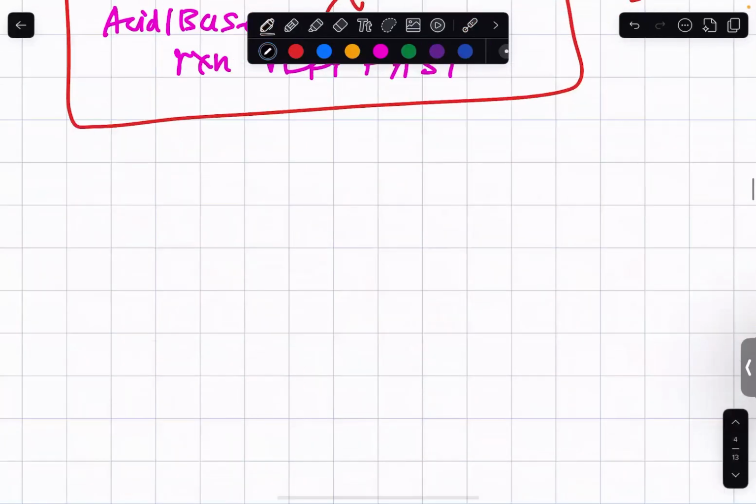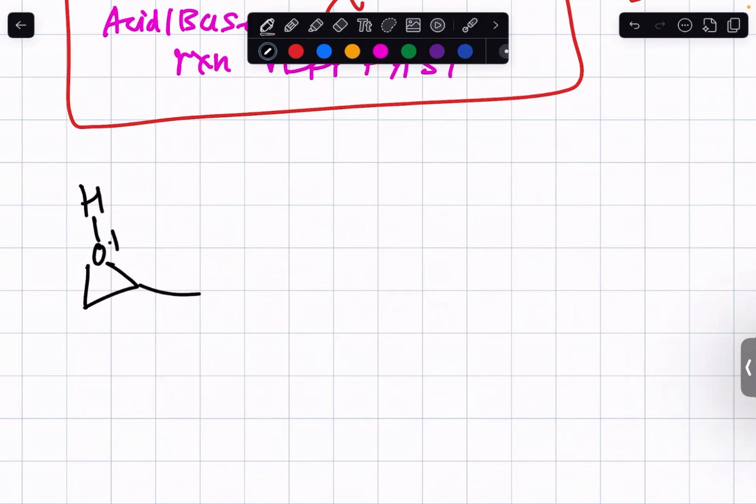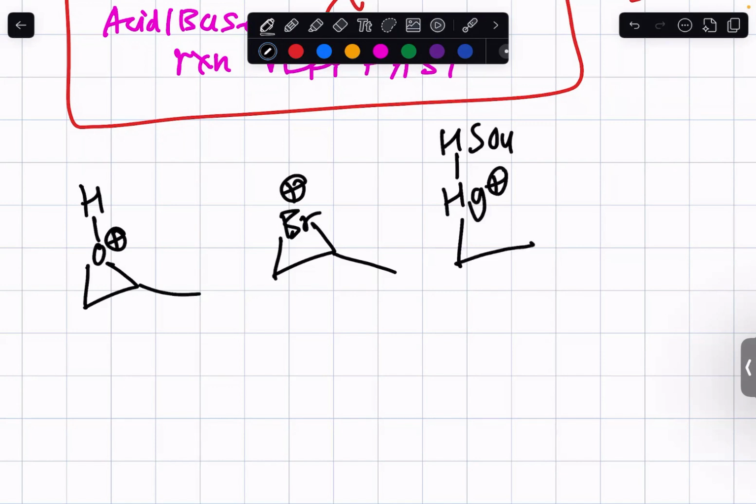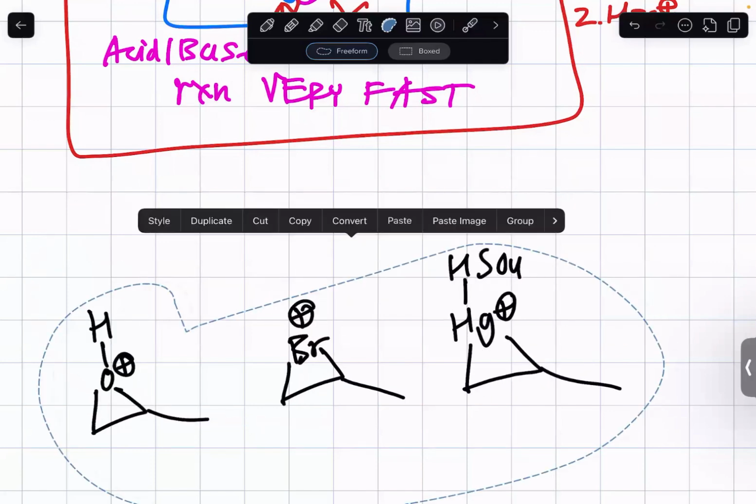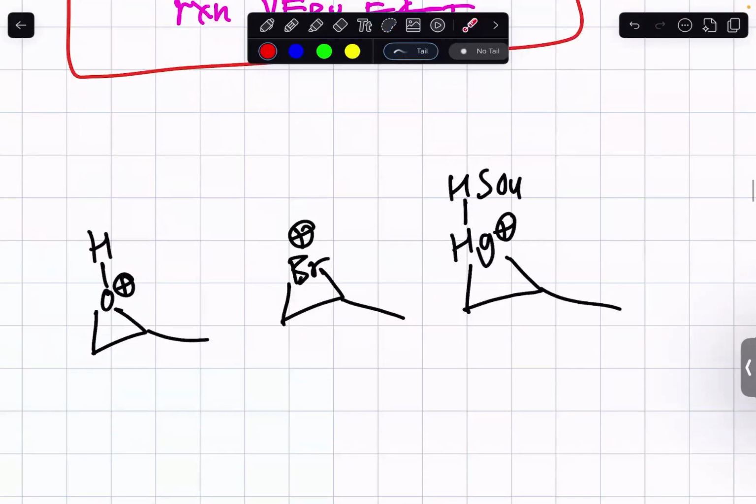to do that, the three that will open up at the more substituted side are positively charged. So epoxides in acidic conditions will be protonated first, positive charge. Bromonium ion with the more substituted side, positive charge. Mercurinium ion with a positive charge is going to attack at the more substituted side, because whenever you see a positive charge on a three-membered ring, think of that as the good leaving group. Good leaving group. And imagine it leaving.